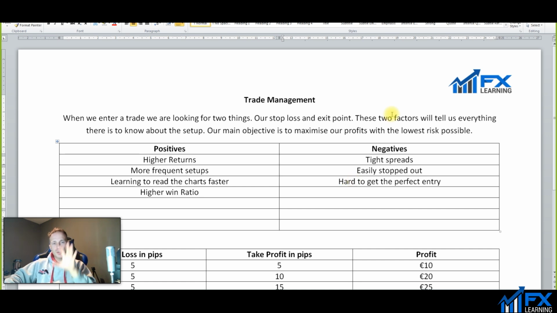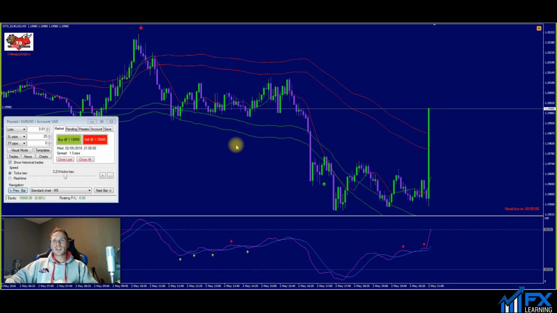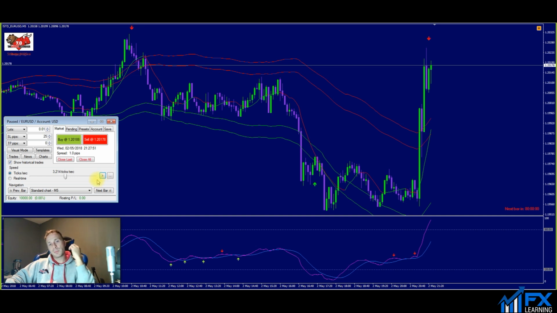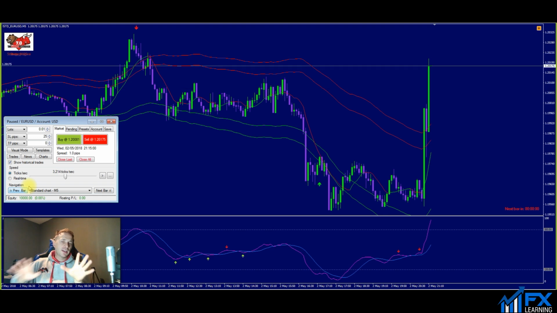Okay, so now let's head over to the charts, and we're going to simulate some trading. Now I've got my simulator loaded up here, and it lets me pause and rewind charts like this. Now I'm going to go over this setup here. I know this setup wins, regardless of the point, but what we're going to do is simulate taking a live trade, where to set my stop loss and where to take my profit.